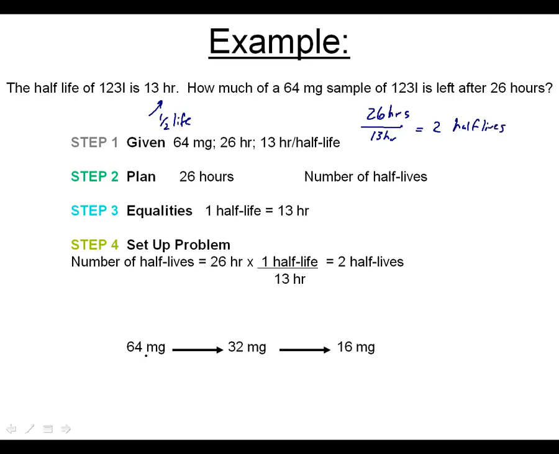So basically, as we see here, we would start with our 64 milligrams divided by 2. That would be how much is left after the first half-life, which would be 32 milligrams.